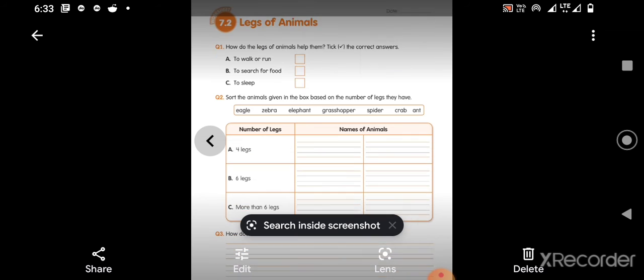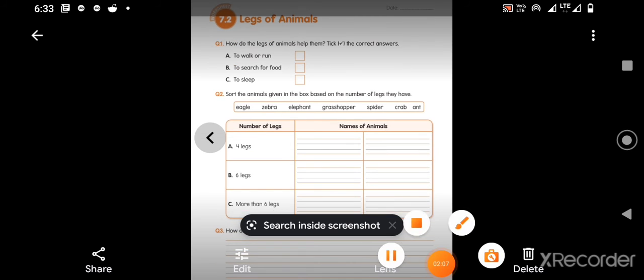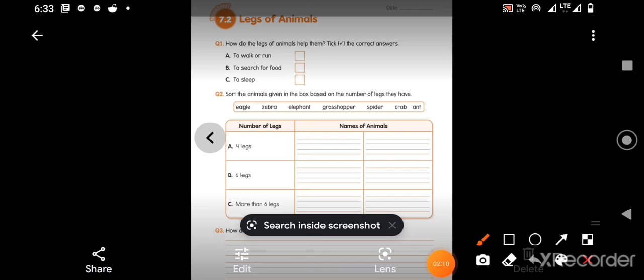Sort the animals. Sorting means classifying the animals given in the box based on the number of legs they have. 4 legs. So you see each and every animal and where it has to go. First you see eagle. So eagle, where does it have to go, children? 4 legs or 6 legs or more than 4 legs, just think. Next, zebra. Very good. 4 legs, right? So you can write here 4 legs, you can write zebra.